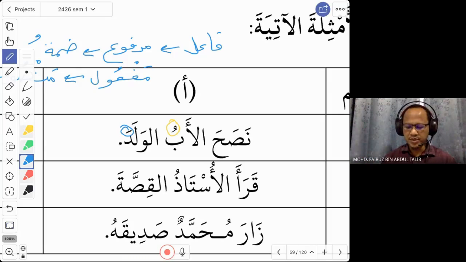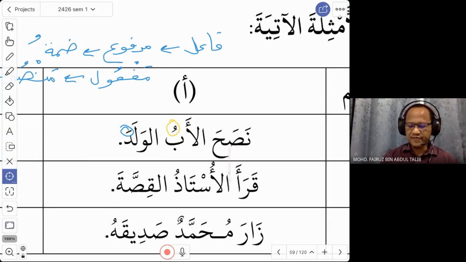So you will not be confused with the meaning of the sentences. This is the basic structure: fi'il, then fa'il, then maf'ulun bih. But sometimes you have fi'il, then maf'ulun bih, and only in the end you see the fa'il. In that case, if you do not know what the dhamma and fatha stand for, you will be confused with the actual meaning of the sentence. So nasahal abu al walada, that is for the nahu part.